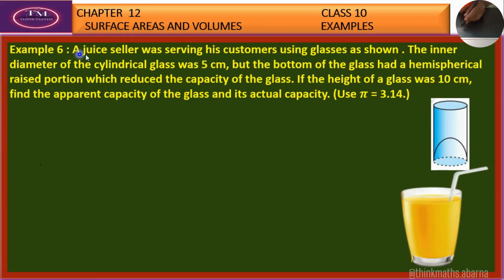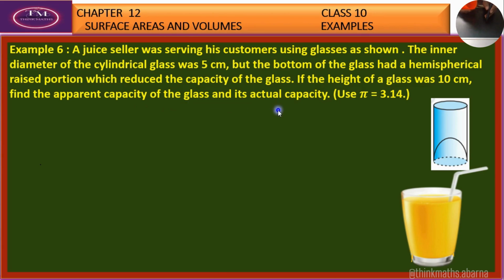Example 6. A juice seller was serving his customers using glasses as shown. The inner diameter of the cylindrical glass was 5 centimeter, but the bottom of the glass had a hemispherical raised portion which reduced the capacity of the glass. If the height of a glass was 10 centimeter, find the apparent capacity of the glass and its actual capacity.